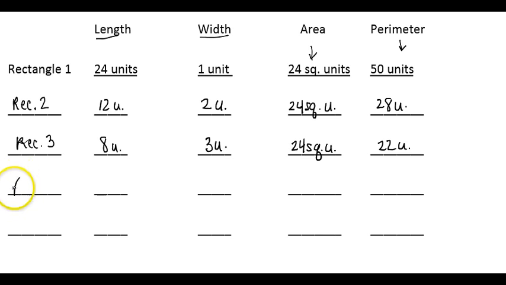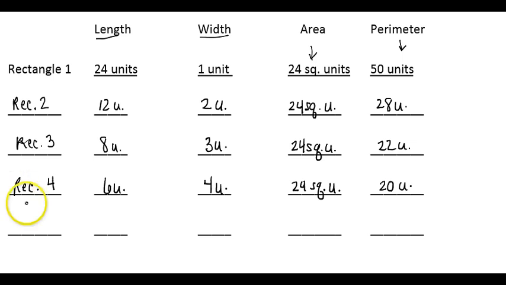I'm going to make a fourth rectangle by changing my width to 4 units. 4 times 6 is 24. This rectangle would have an area of 24 square units, and then the perimeter would be 6 plus 4 plus 6 plus 4. Well, 6 plus 4 is 10. Another 10 would give me 20 units.